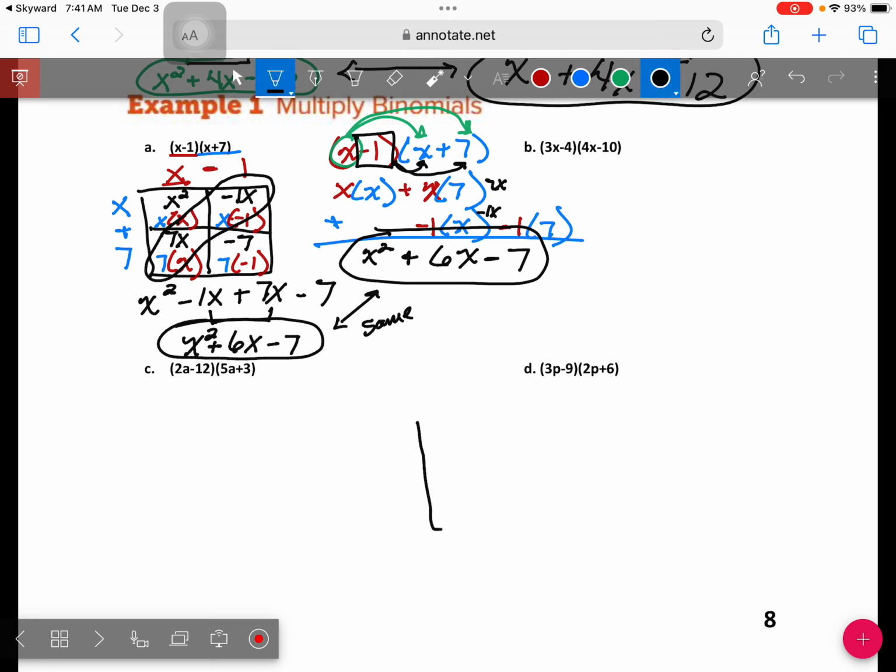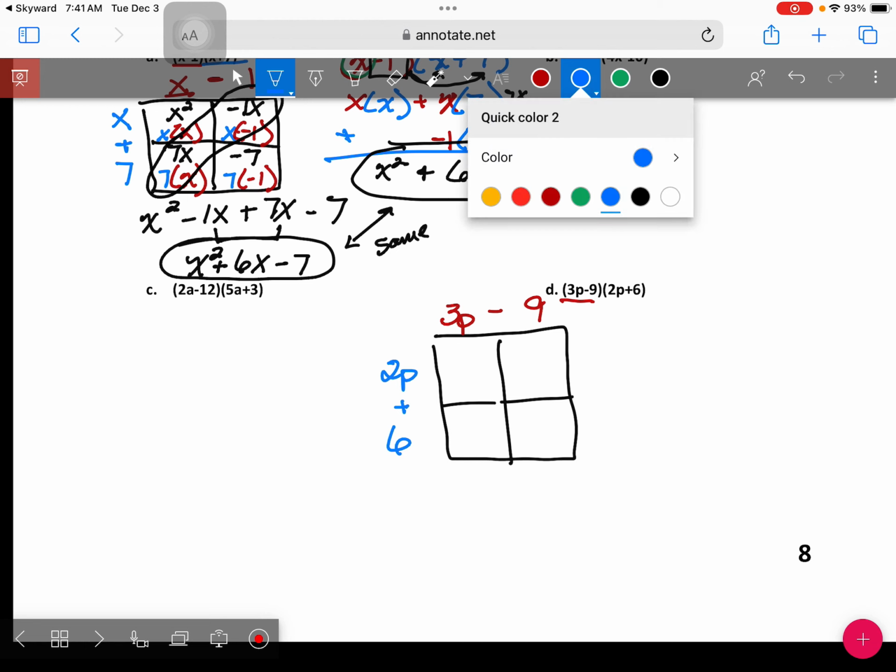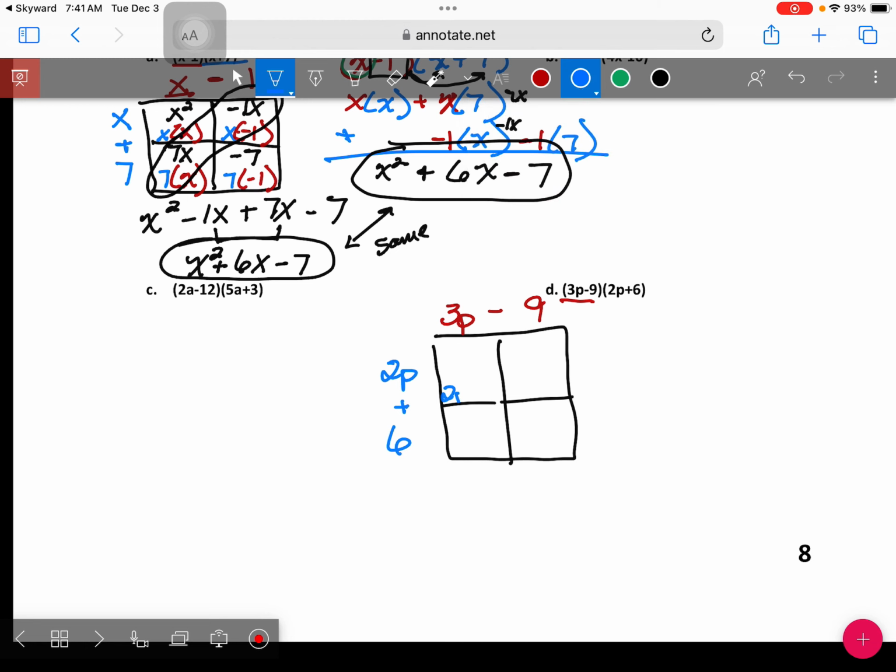All right, so I'm going to do the box method first. I'm going to put 3p minus 9. 3p, that is the whole first term. So I put both of those above that first column, minus 9. And then on the side, 2p plus 6. Eventually, if you like the box method, you do not need to rewrite it. But I'm going to keep writing it for now.